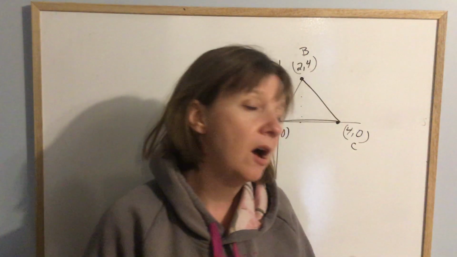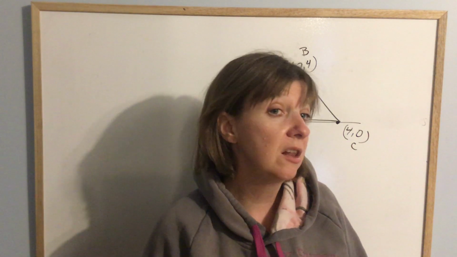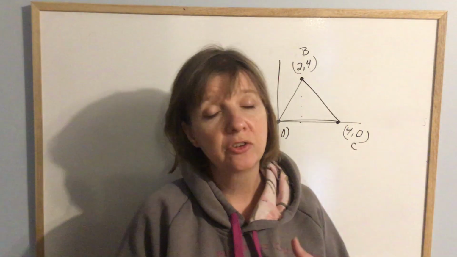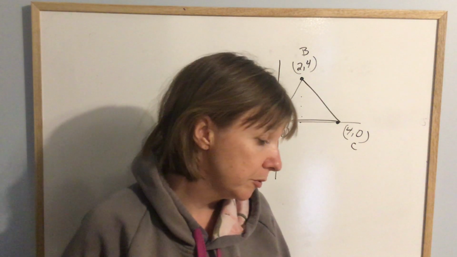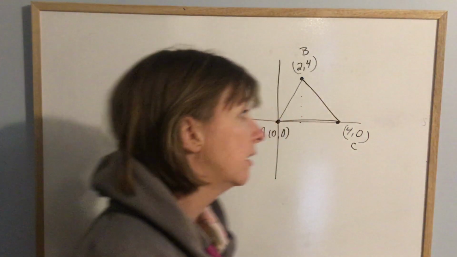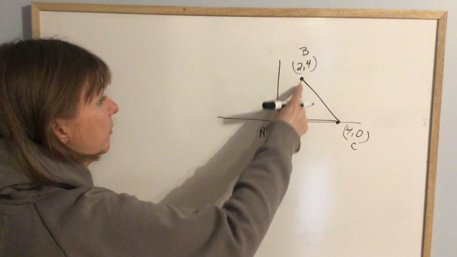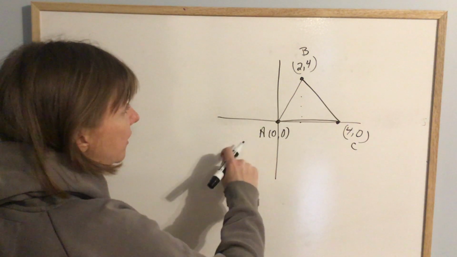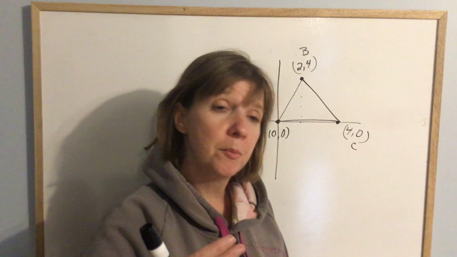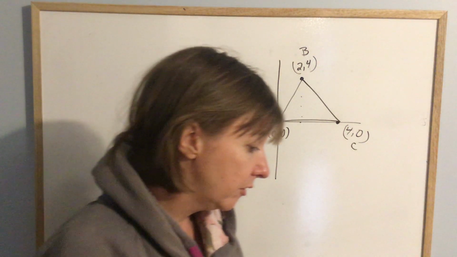When they talk about what kind of triangle it is, an isosceles triangle or an equilateral triangle or a scalene triangle, the type of triangle is in relation to the lengths of the sides. So if I'm going to prove that something is an isosceles triangle, I'm going to use the length of a line formula. So what I would do is I would find the length of A to B, I would find the length of A to C, and I would find the length of B to C, and I would see that two of them are the same and one is different. And that would prove that it's an isosceles triangle.